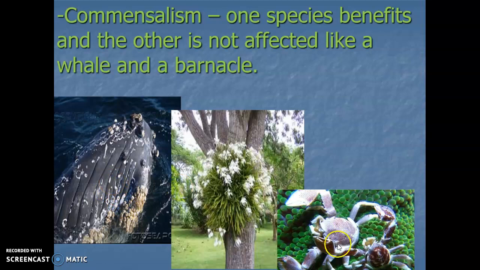A couple other examples here, like a porcelain crab and sea anemone. So the sea anemone doesn't benefit, but the porcelain crab is able to consume any type of detritus that falls down into the parts of the anemone.